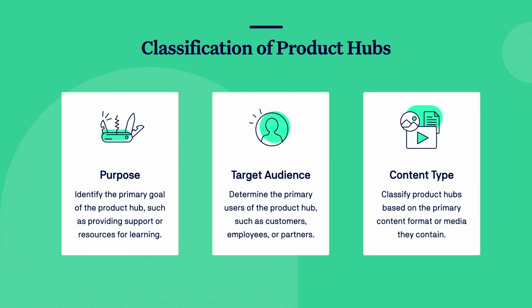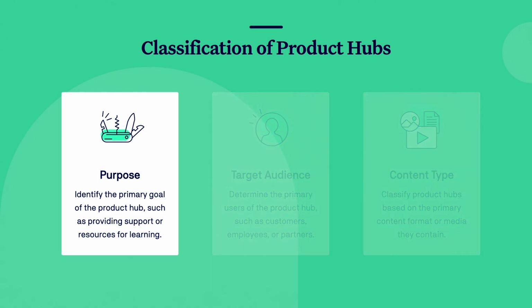Now, product hubs can come in many different shapes and sizes, catering to diverse needs. To better understand their structure, we can classify product hubs into three main categories based on the structure and functionality that they cater to. The first one is the purpose of the product hub. Then we have the target audience for the hub and the type of content that we are sharing in the hubs. So let's kick things off with the first criteria, which is purpose.